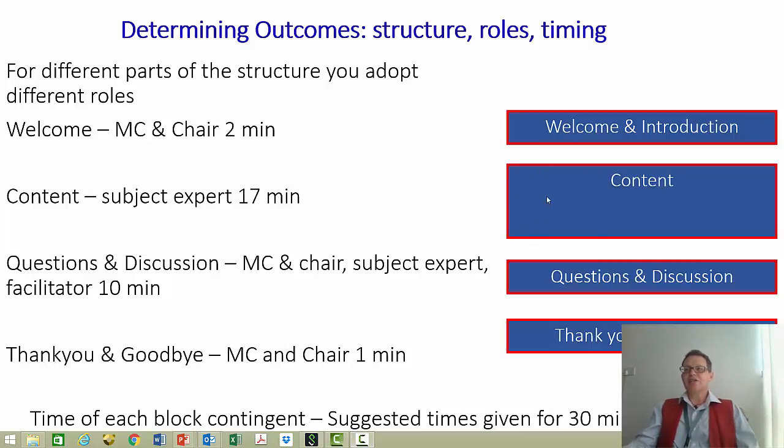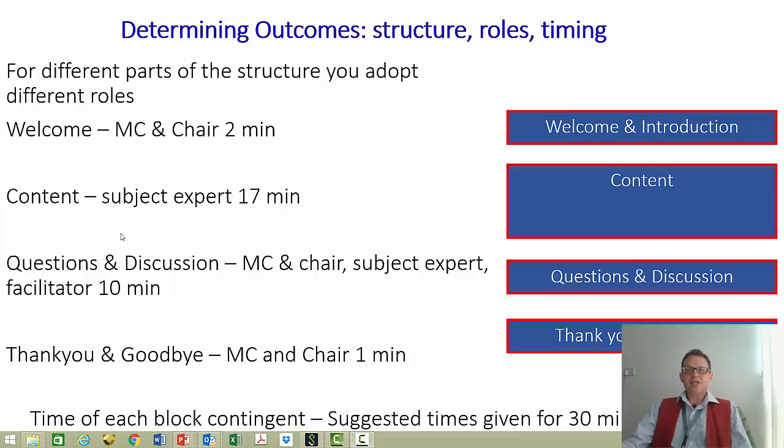Then the content comes to an end and it's time for questions and discussion. Don't believe that the content is the entirety of the talk. Questions are more important, or at least as important, as the content, because the questions and discussion are the things that test what you've been saying, and together they form the talk.